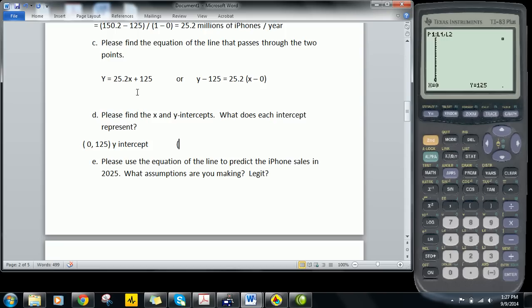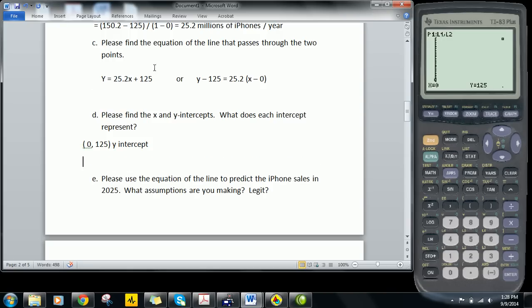The x-intercept is the value of x when y is 0. So to find the x-intercept, I want to plug 0 in for y. And it doesn't matter which of these 2 linear functions I use, they're the same. So I'm going to plug a 0 in for y. I'll write it right under it. 0 equals 25.2x plus 125, right? And I can solve for x.